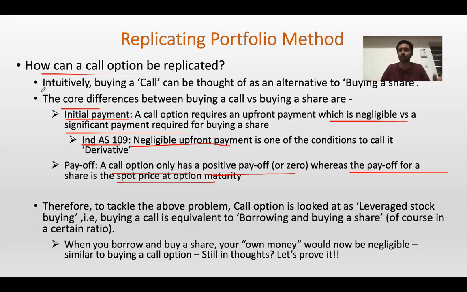To tackle this problem of difference in cash flows, we look at a call option as leveraged stock buying. What do we mean by leveraged stock buying? Leverage basically means borrowing, right? So leveraged stock buying means that for the 2000 rupees that we saw in Reliance, you do not invest the whole 2000 rupees from your savings. Instead, borrow a sum of money. I'm not saying borrow the entire 2000, borrow an X amount. That X amount is obviously going to be less than 2000.